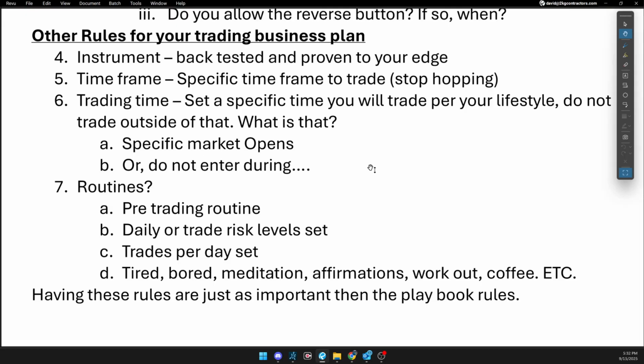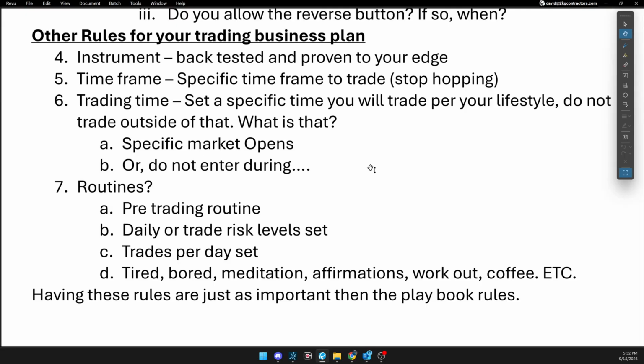Have one playbook, 2 or 3 instruments. Make sure your playbook works in all those instruments. I don't trade oil. I used to. I loved it. I thought it was going to be great until it didn't work with my playbook. Oil and I couldn't get along with my playbook, so I don't trade it.